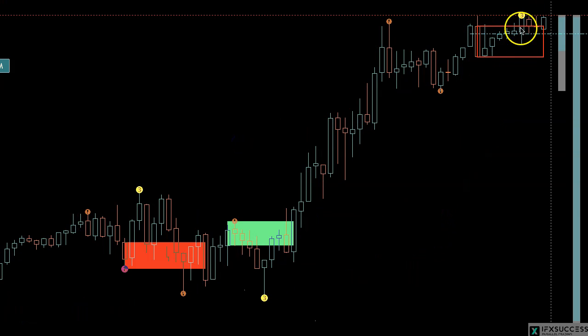This one is red because when the market is going up and it breaks at the bottom, that means we look for sell entries. And then when the market breaks on top of it, we have to look for buy entries. Pretty much that's what it is.